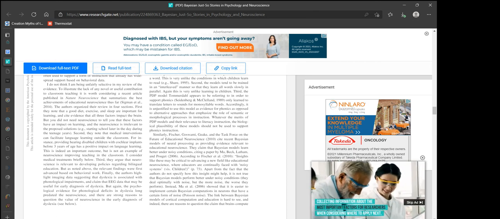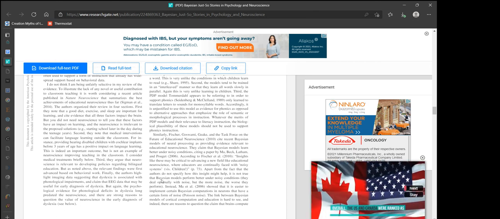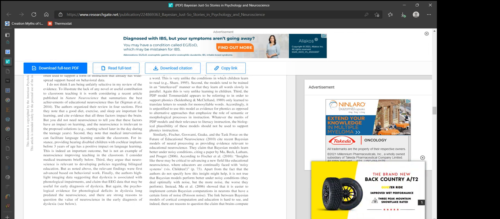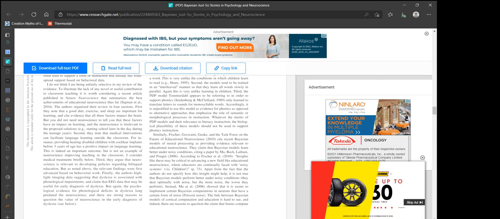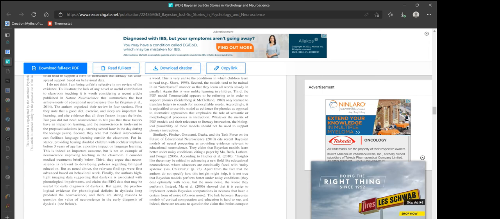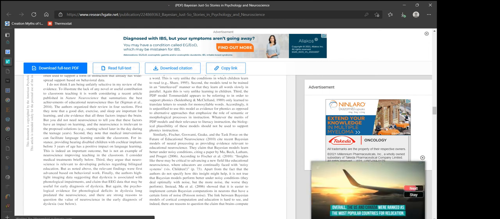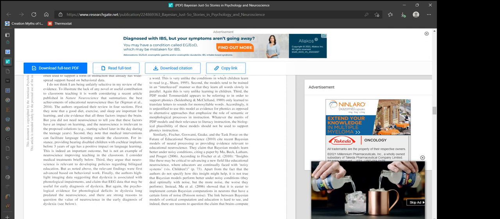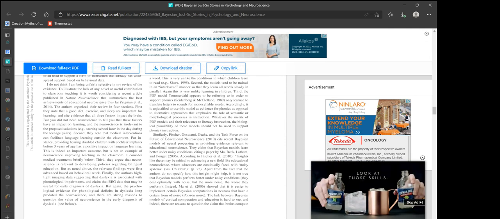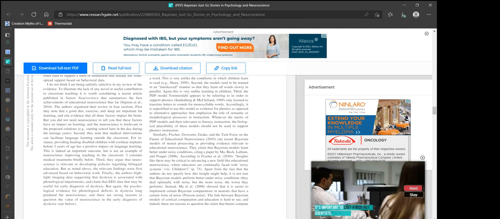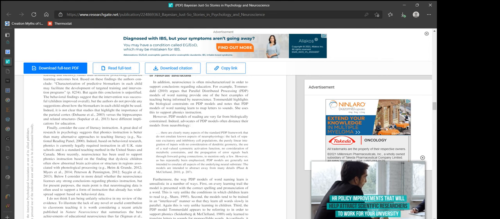Third, they argue that neuroscience is relevant to developing policies regarding bilingual education. But as noted above, the relevant findings were first advanced based on behavioral work. Finally, the authors highlight imaging data suggesting that dyslexia is associated with phonological impairment and claim that EEG data may be useful for early diagnosis of dyslexia. But again, the psychological evidence for phonological deficits in dyslexia long predates the neuroscience, and there are strong reasons to question the value of neuroscience in the early diagnosis of dyslexia. Below.